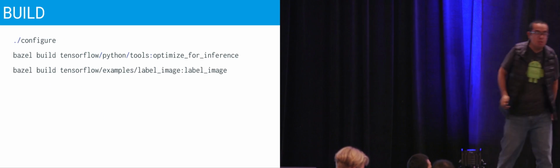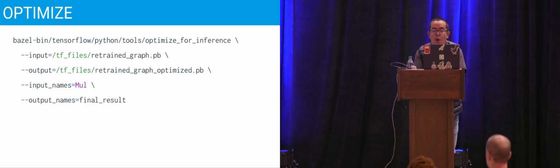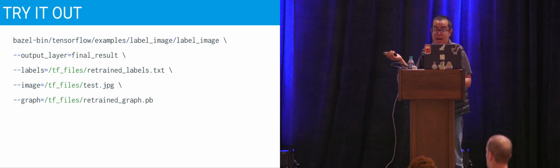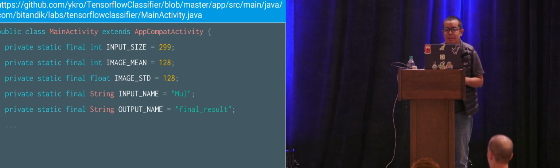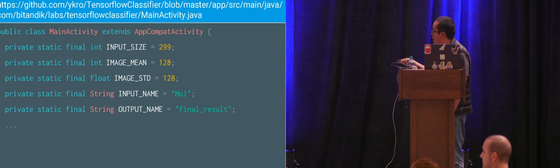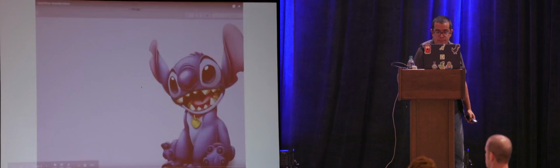So we need Bazel to build it. And then we need to optimize for inference. Keep in mind that although phones are quite powerful, we need lots and lots of resources. And finally, we have an executable to try it out. For this, I'm using the sample from TensorFlow, only changing the name of the nodes and the values of the standard deviation and the mean. And let's see it working.